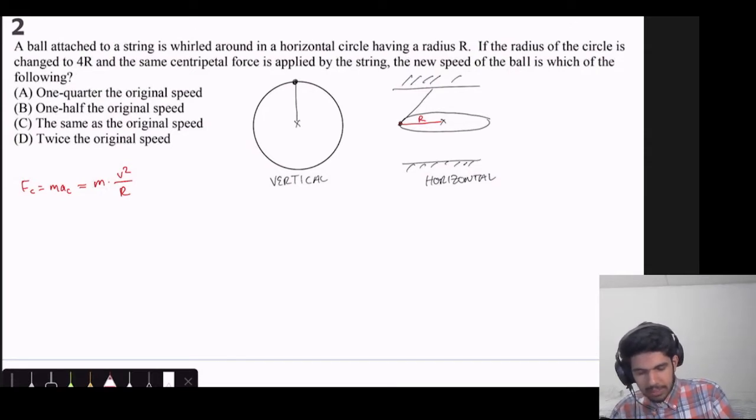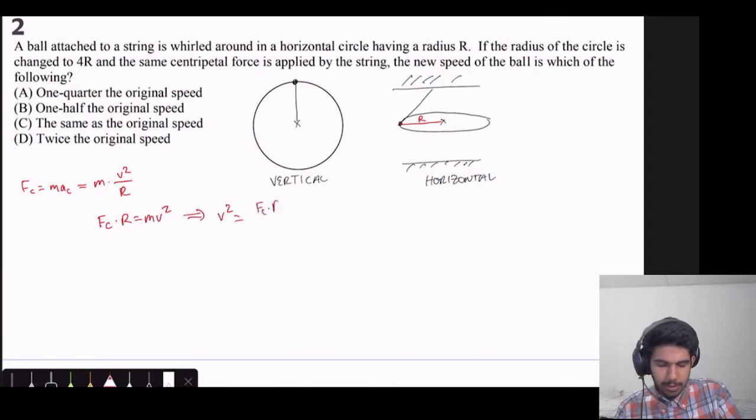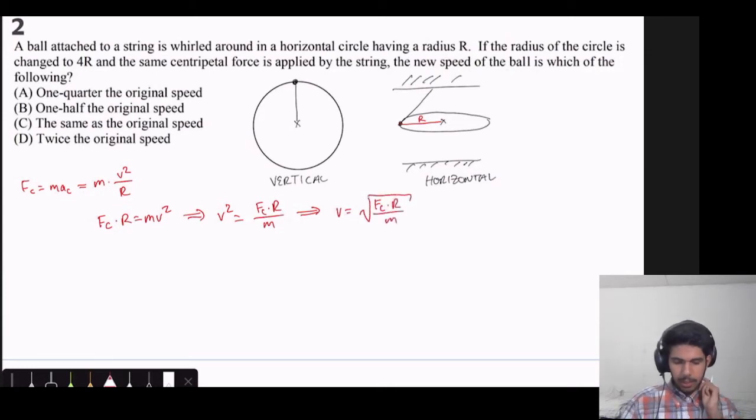So from here we can see that f sub c times r equals mv squared. That's just multiplying both sides by r. This tells us that v squared equals f sub c times r over m. And that tells us that v is the square root of f sub c times r all over m. Okay, so now basically what this is telling us is that if we have the magnitude of the centripetal force, the radius, and the mass, we can compute the velocity of the ball. So let's just pretend like we have those quantities initially.